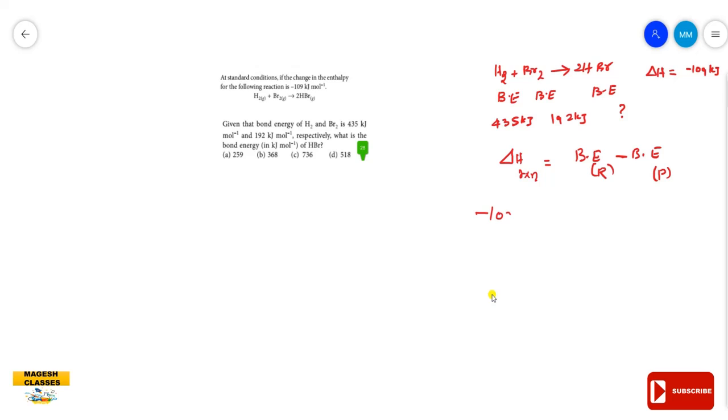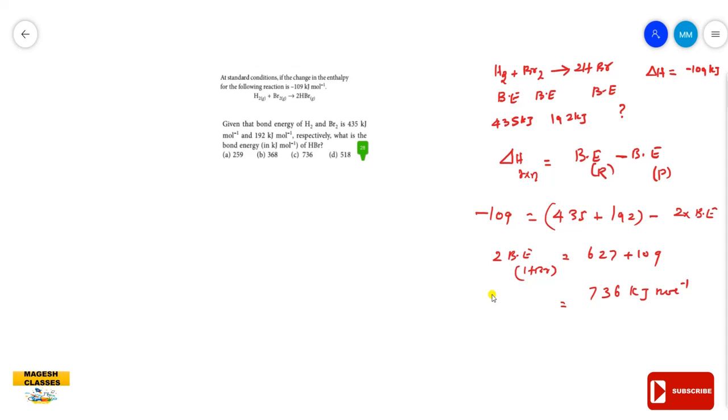By substituting the value, it is 109. This is equal to the bond energy of the reactant, hydrogen, so it is 435, plus bromine, the energy is plus 192. So this is the reactant side, and the product side is 2 into HBr bond energy. Then the bond energy of HBr, by summing up, will be 627 and it will be 109. So this is equal to 736 kilojoule per mole. So this is equal to the bond energy of 2 moles of HBr.